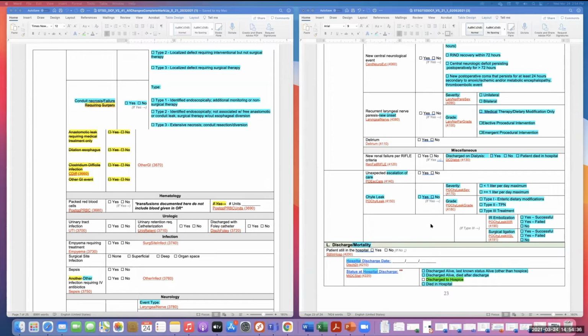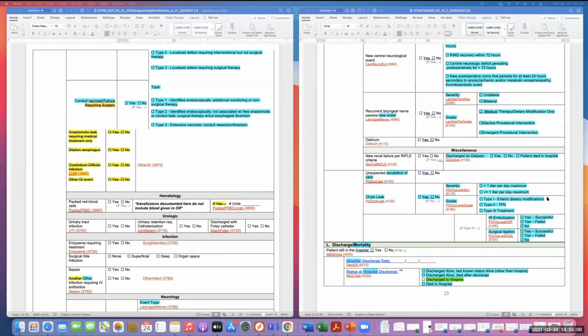And this again is scoped on the esodata.org stuff. So was there a chyle leak, yes or no? If there is, then we're looking here for the peak output. So was it less than 1 liter per day maximum, or was it greater than or equal to 1 liter per day maximum? And then a grade of how it was treated.